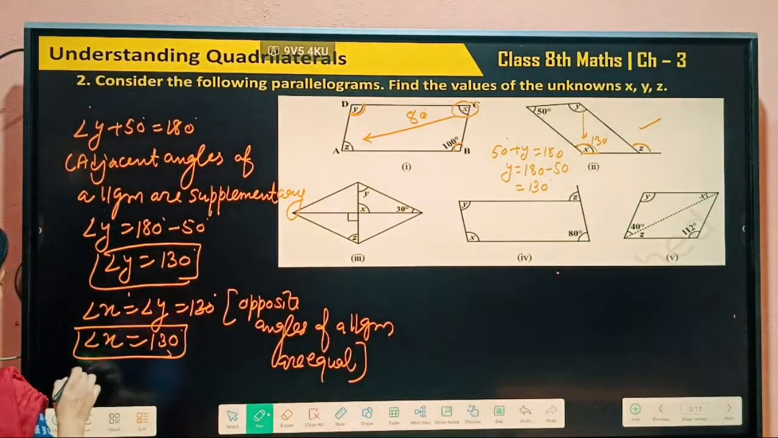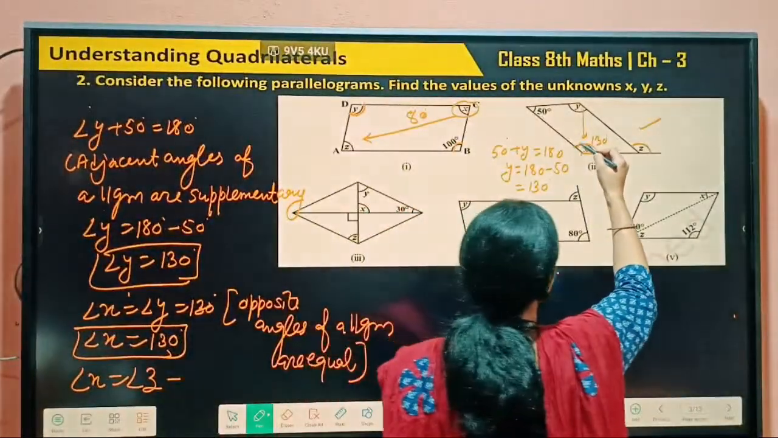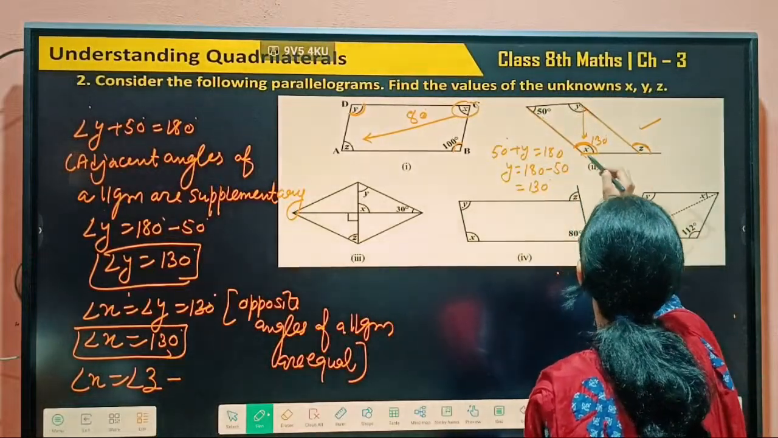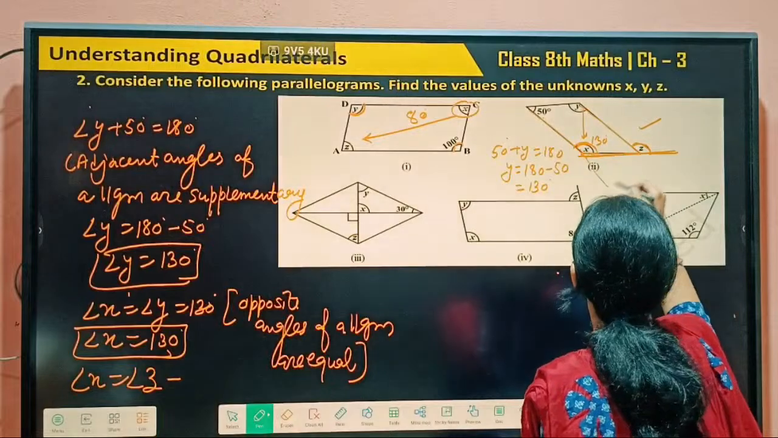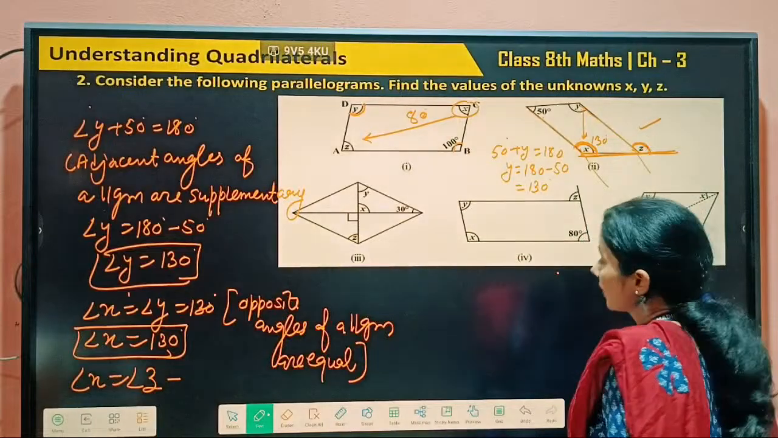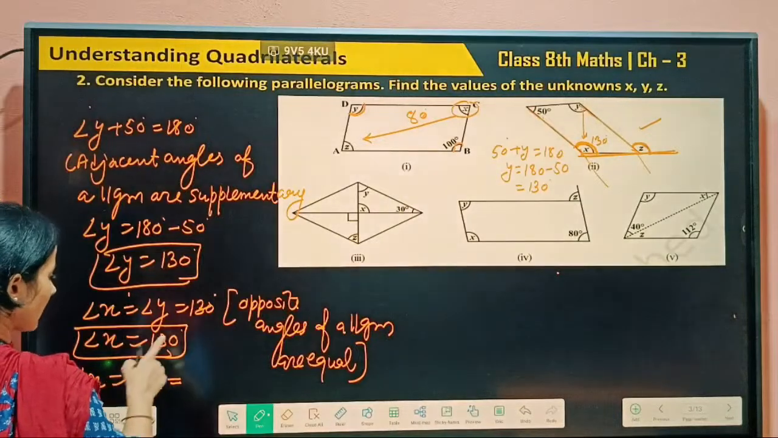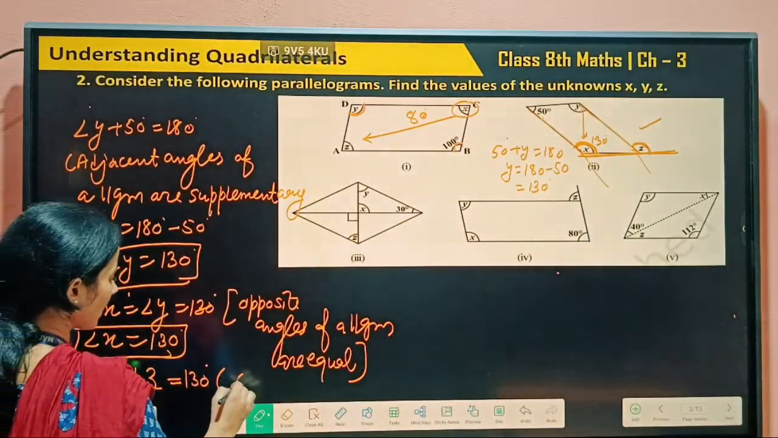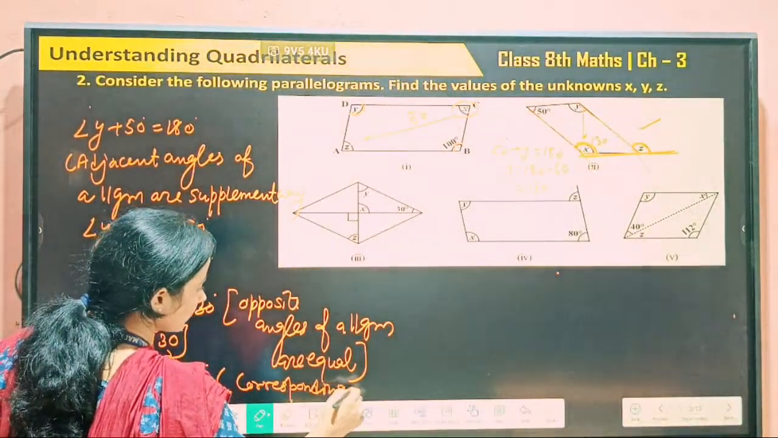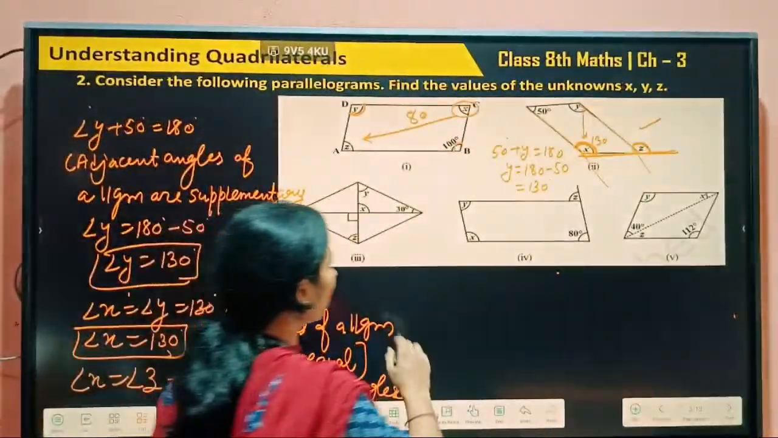Now angle x equals angle z, because these two lines are parallel lines, and this is a transversal line. Since these two lines are parallel, x and this z are corresponding angles. The reason is x equals z, and x is 130 degree. Its reason will be corresponding angles.